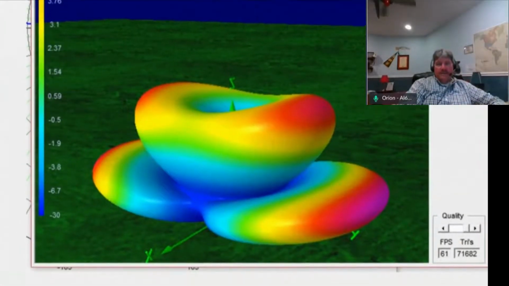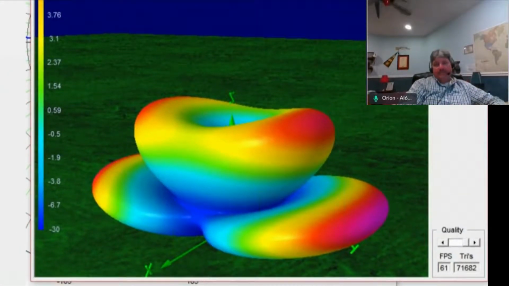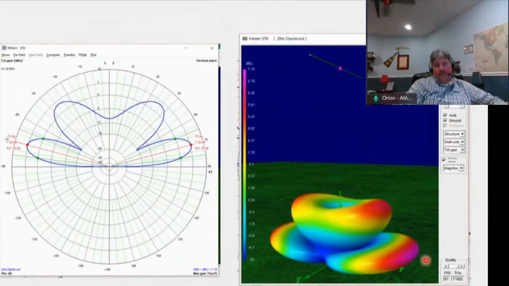And it looks like this in 3D. You can see that most of the power is being focused out there, but we also have quite a bit of the radiation pattern heading up into space.